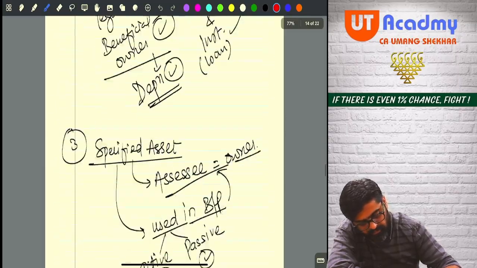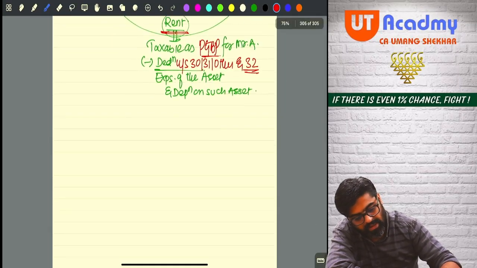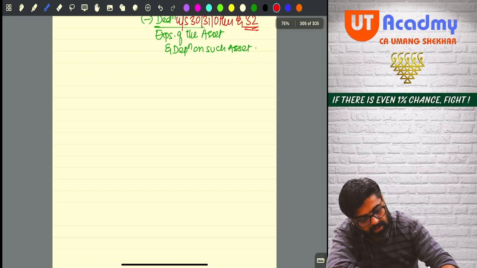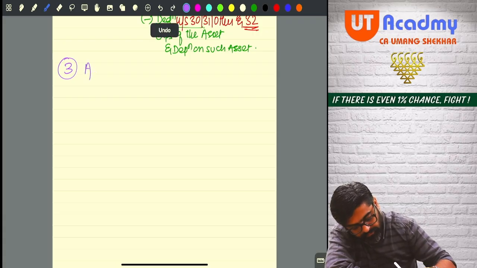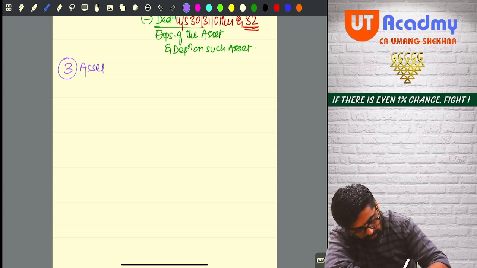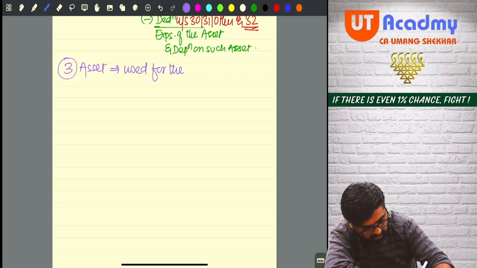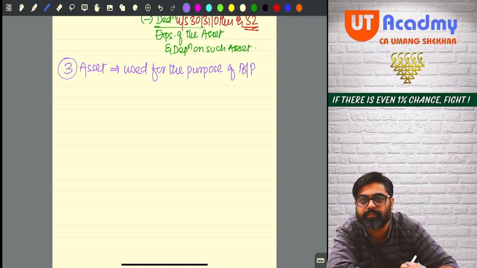Perfect, done. Now they are saying that the asset must be used for the purpose of your business or profession. No? So the third condition is: the asset must be used for the purpose of business or profession.